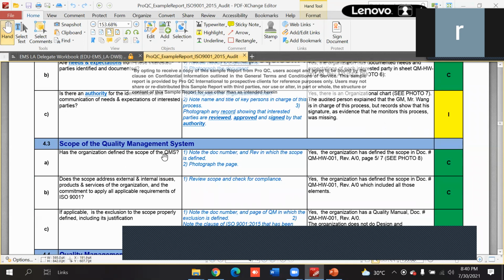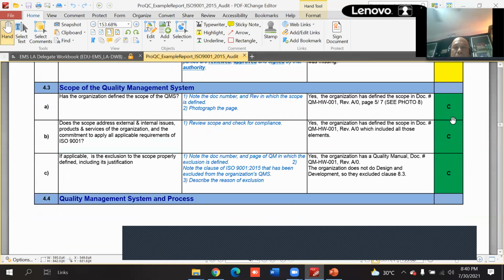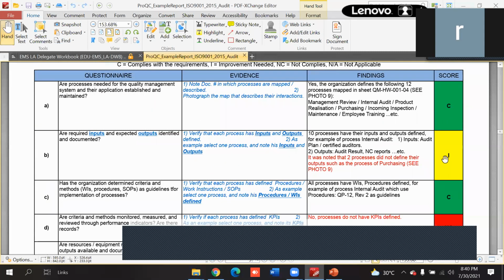Let's say scope of the quality management system. Yes, the I stands for improvement, the yellow color. Yes, this one is compliance. This one is improvement. That means inputs and expected outputs: it was noted that two processes, such as purchasing, did not define the outputs. So whichever you feel is not met with the process requirement, you can put it up.